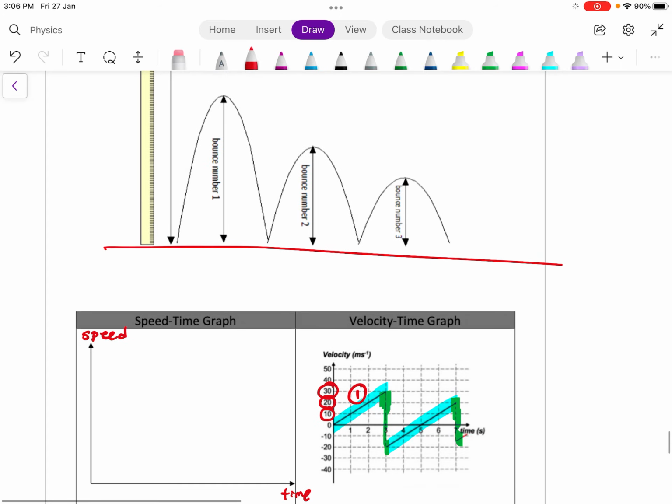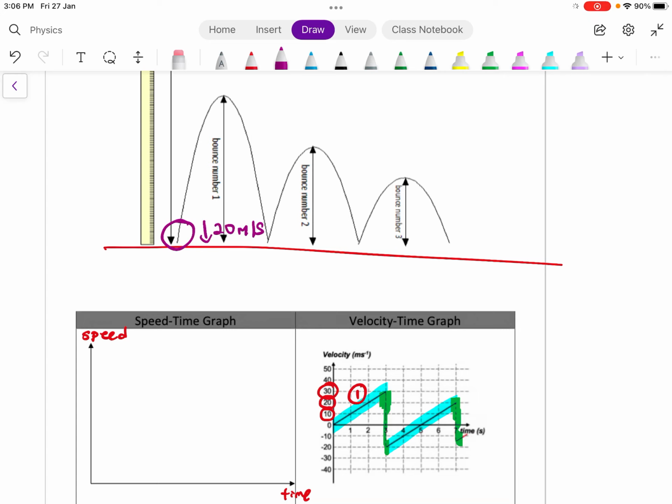Let me just draw the ball here. When you hit the ground, your velocity decreases. For example, you just hit the ground at 30 meters per second. After that, because of the ground, you will slowly decrease in speed, so you go to 20 meters per second.